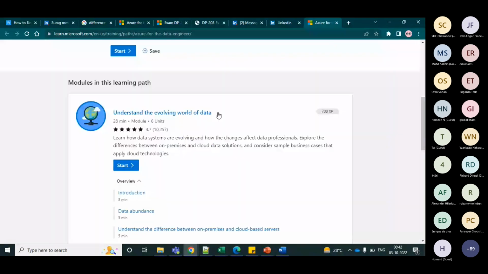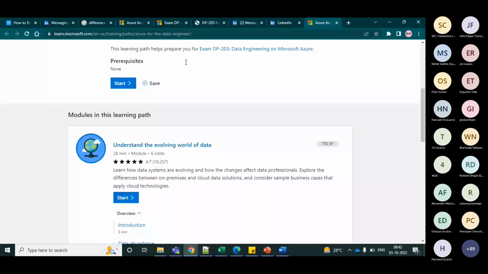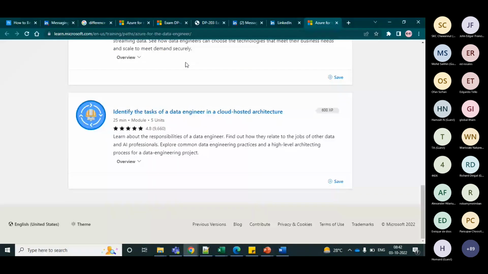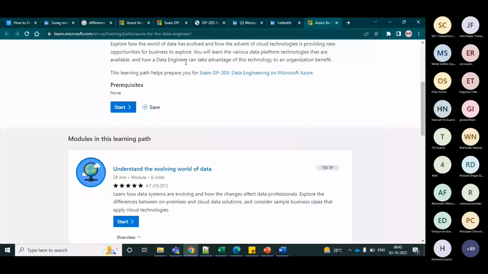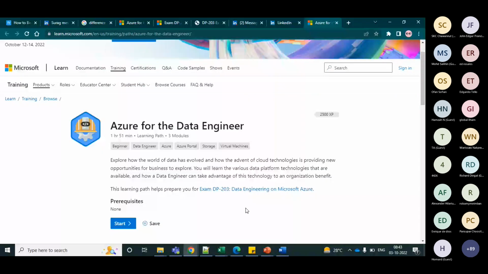Okay, within this you also have three modules. And once you complete this, you have different modules also available as per the data engineering side, which are designed by Microsoft. And then here, at the end, you have the things related to your DP-203 exam as well as the data engineer perspective. Okay, these modules are freely available. You can go through and complete these modules.